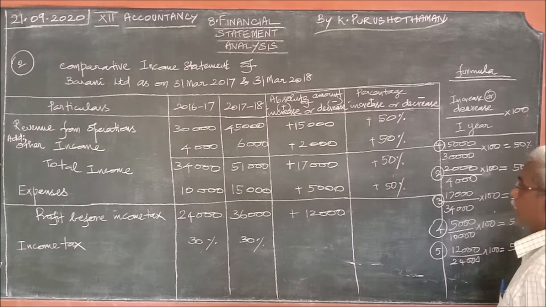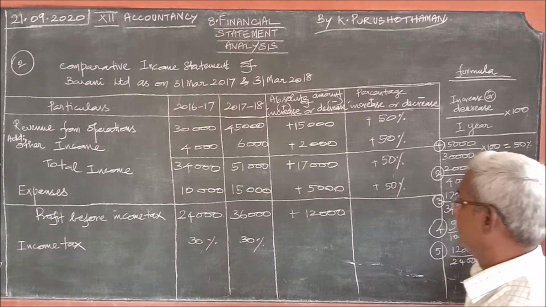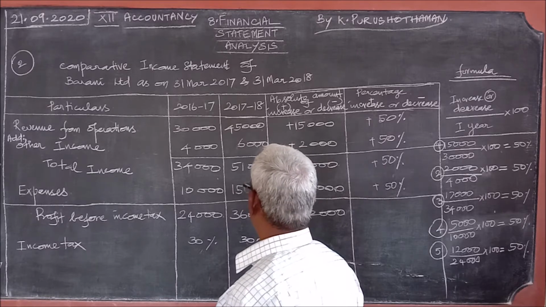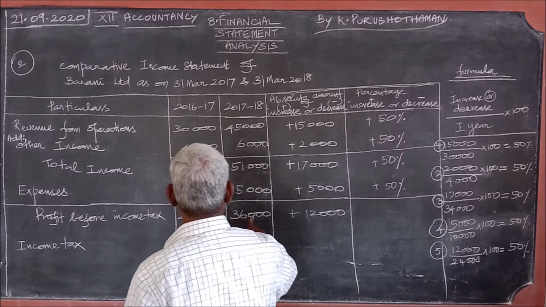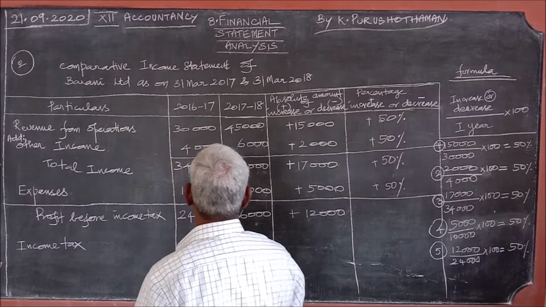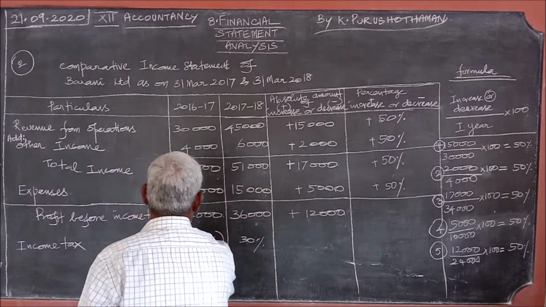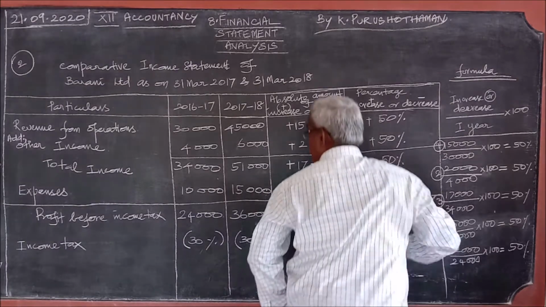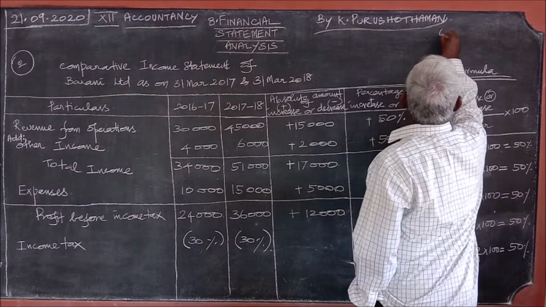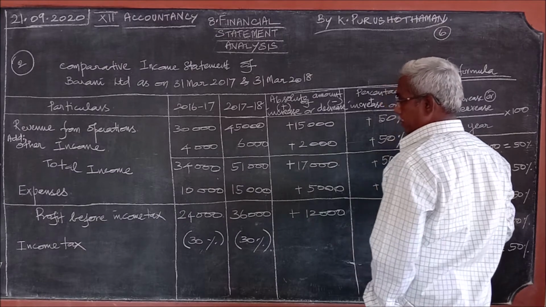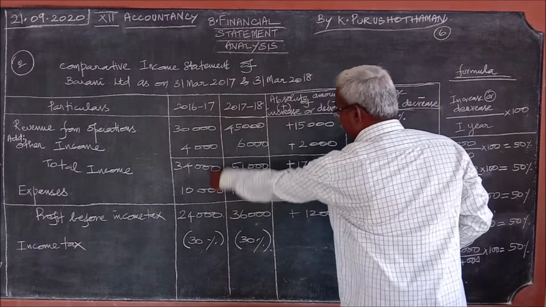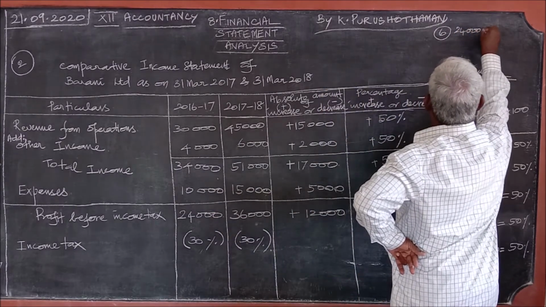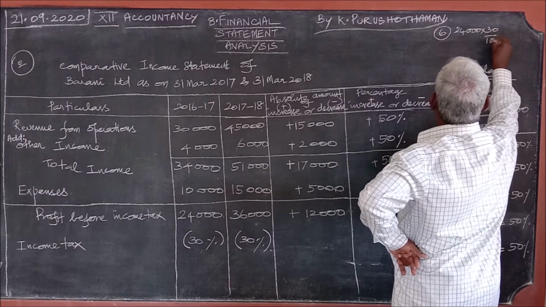Now for point number 6, we should find the income tax for the profit of 24,000 and 36,000 at the rate of 30%. How much it is, we should find now. For point number 6, income tax for the first year for 24,000 at 30%: 24,000 into 30 by 100.